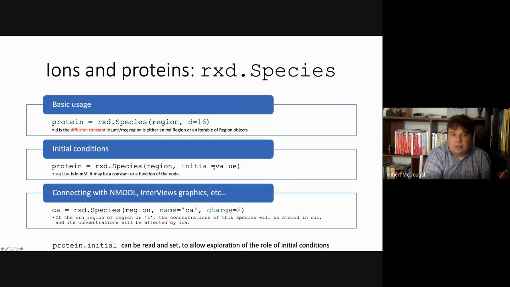If you want to specify an initial condition, you can just use comma initial equals whatever. So here, if the initial condition is a constant, just put a constant. If the initial condition depends on location, just put a function that depends on location. I'll show you an example of how to actually do that and how we specify location in a bit. But you could imagine that the initial conditions are not necessarily uniform.